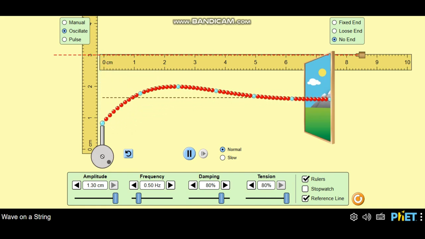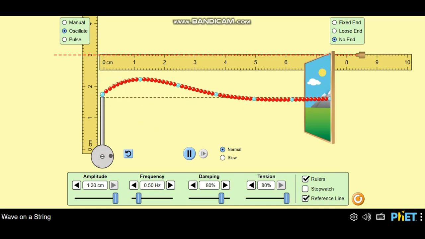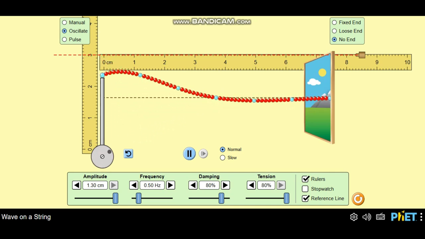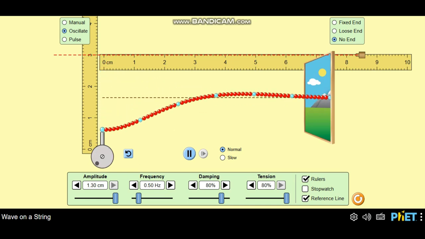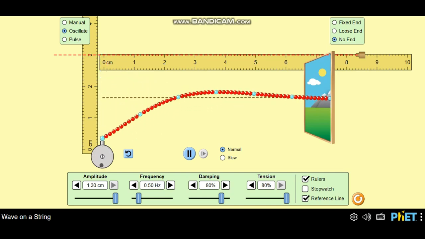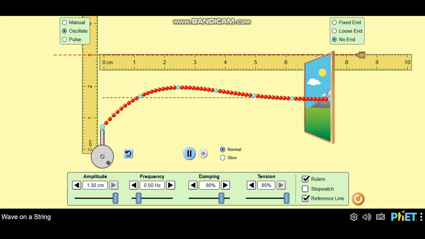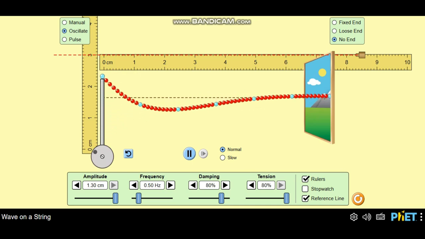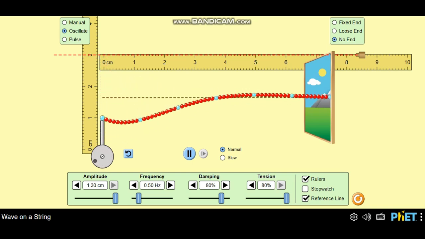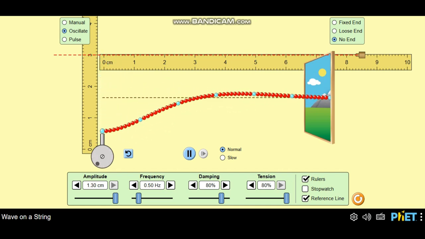Okay, I have explained oscillate no end. We can see the amplitude is high, 1.30 cm, and the frequency is 0.50 Hz. The oscillation is low. You can see the wave is low and damping is at 80%. Energy is constantly lost to the surroundings, and higher damping causes the wave to die out faster.